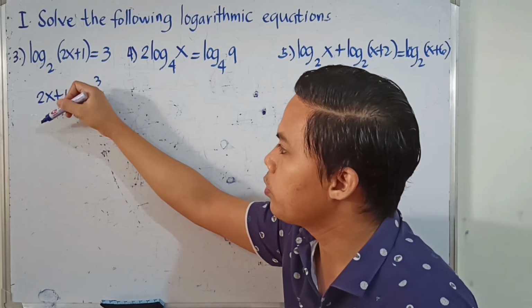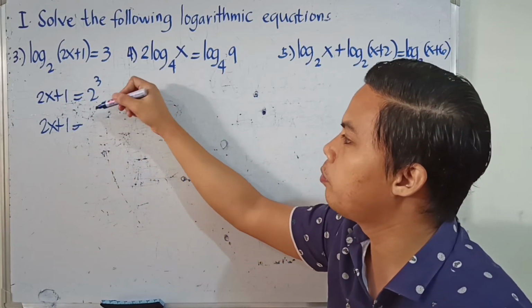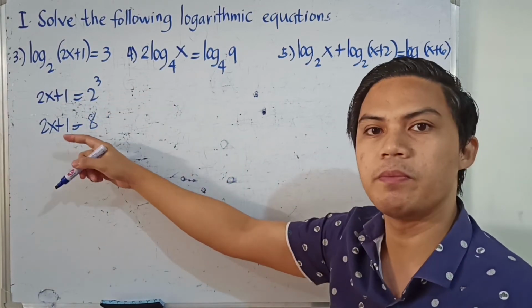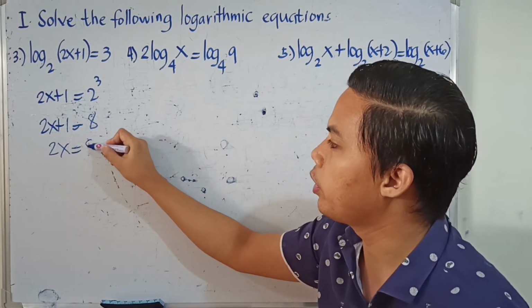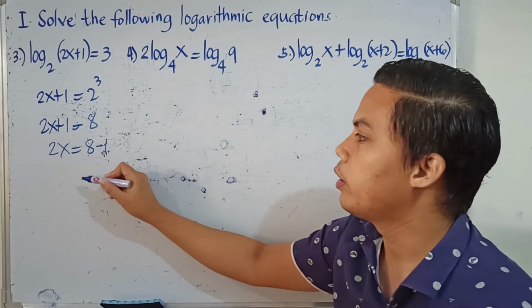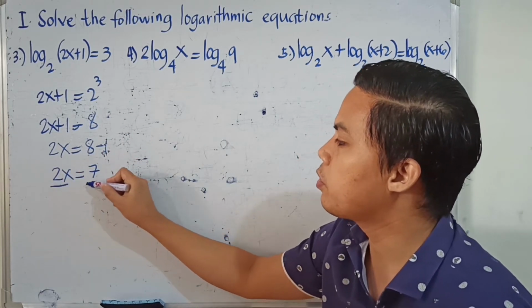Then we're going to simplify. So 2x plus 1 is equal to 2 cubed. That would be equal to 8. Then simply solve for x. So for 2x, we're going to transpose positive 1. It will become negative 1. Then you have 2x is equal to 7. Then divide both sides by 2.